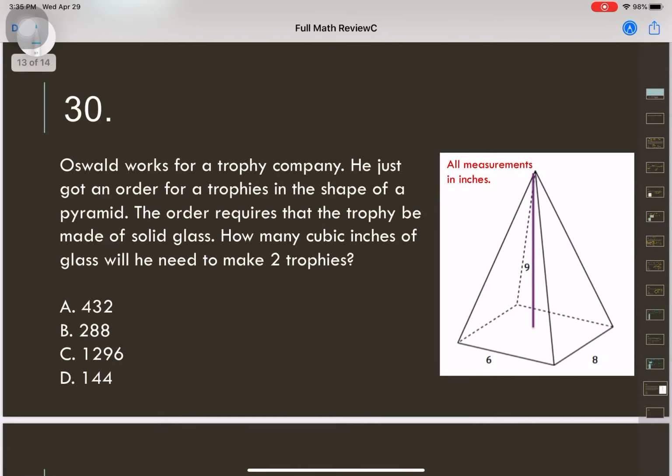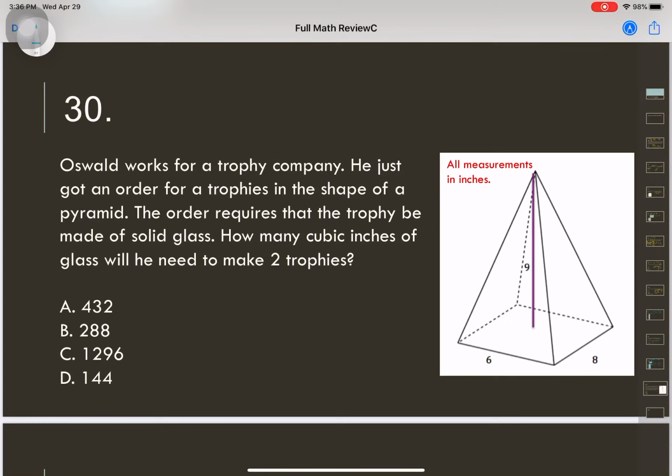Last one. Oswald works for a trophy company. He just got an order for trophies in the shape of a pyramid. The order requires a trophy to be made of solid glass. How many cubic inches of glass will he need to make 2 trophies? So to do this one, you're going to need the formula for a pyramid.